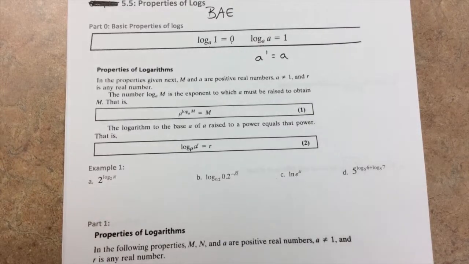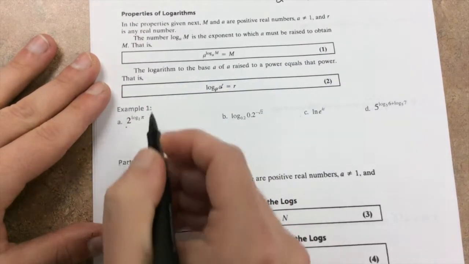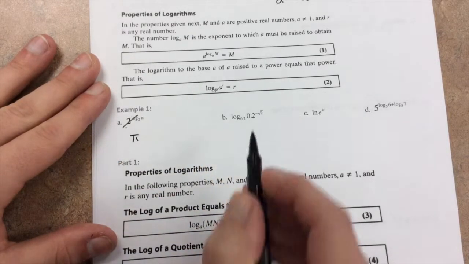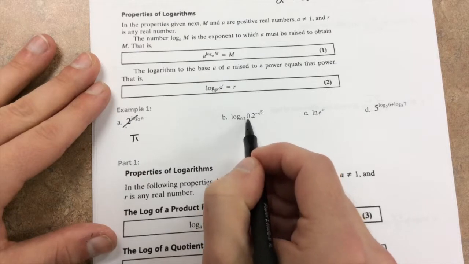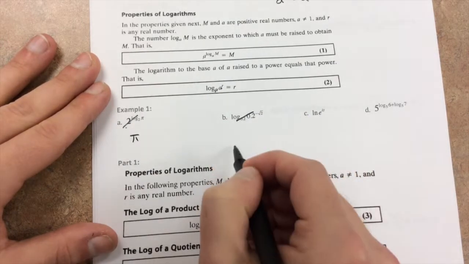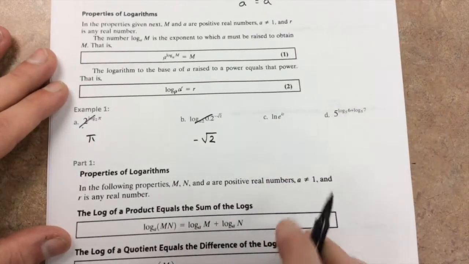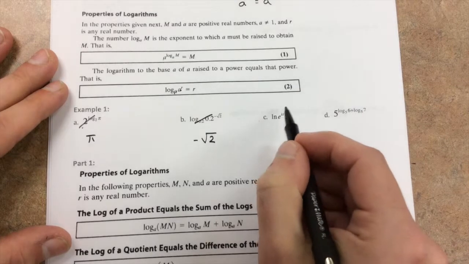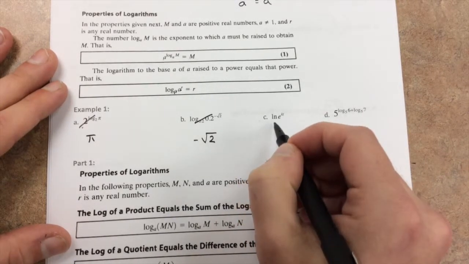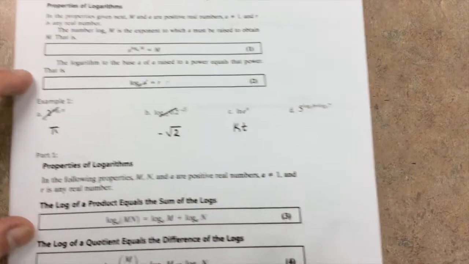All right, so in practicality, 2 to the log base 2 of pi. These two cancel out and you're left with just pi. Log base 0.2 of 0.2 to the negative root 2. These two cancel out and you're just left with negative root 2. ln of e to the kt. Remember, ln is log base e, so this is log base e of e to the kt. So this is just kt.